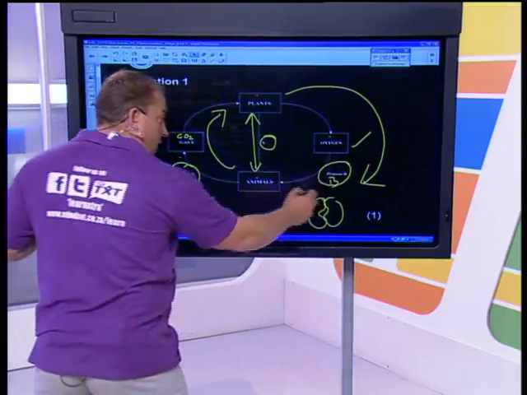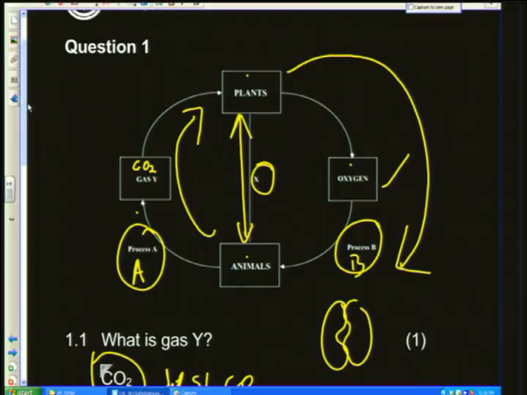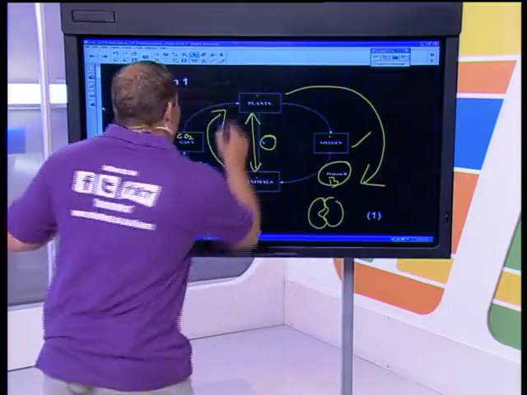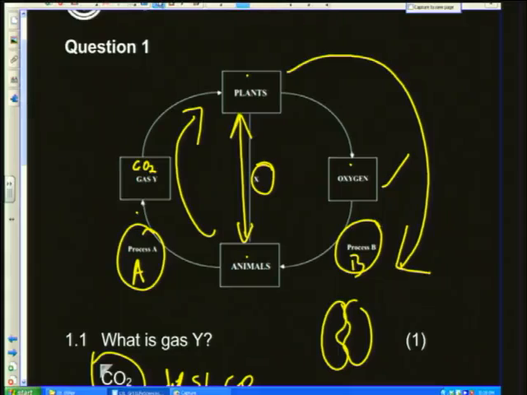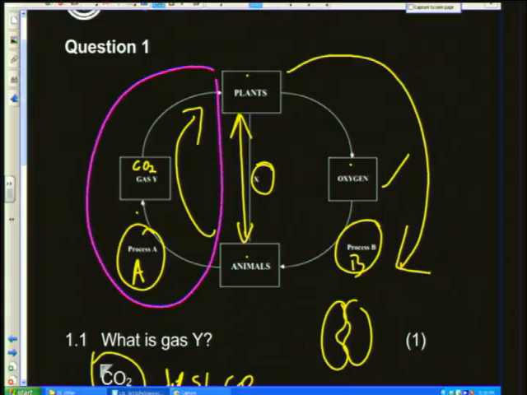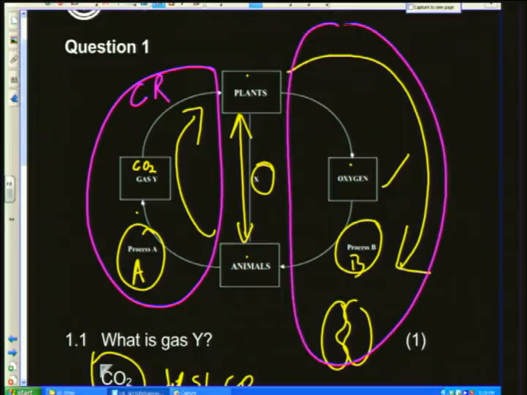Carbs. So this is the process of photosynthesis. This is the process of cellular respiration. You with me? Let me get some color here, and I'm going to choose a different one so it doesn't mix. This is the process of cellular respiration, CR. And this is the process of photosynthesis. This is what is passed on when we eat the plant, which is carbohydrates. You with me so far?